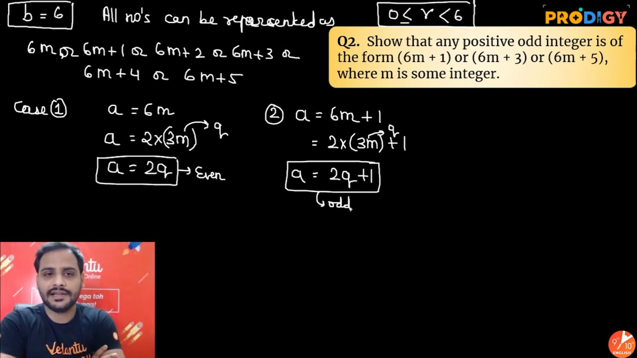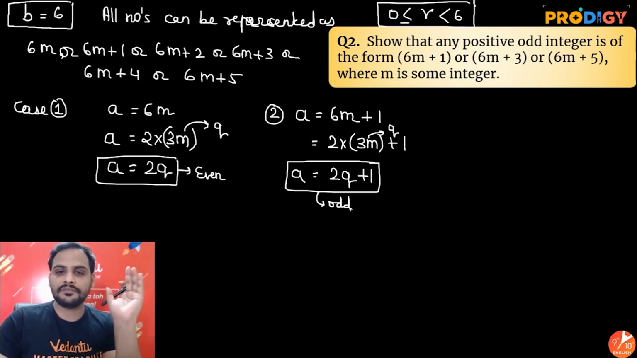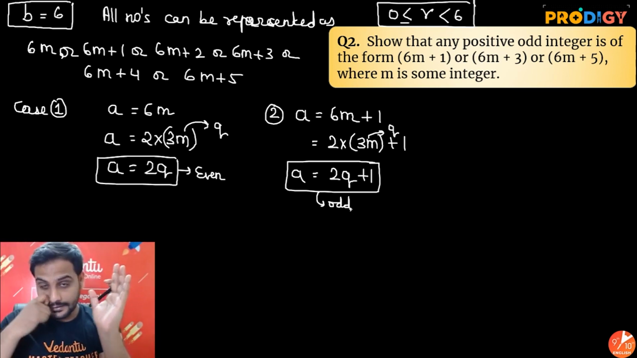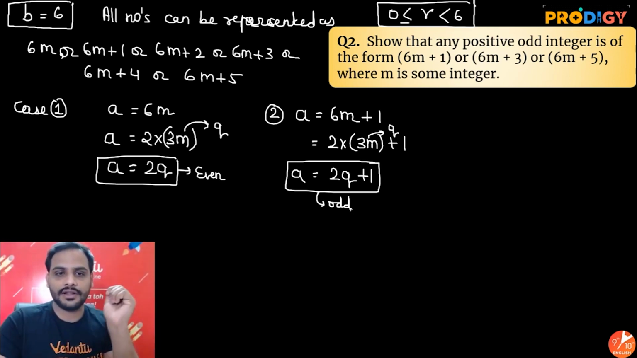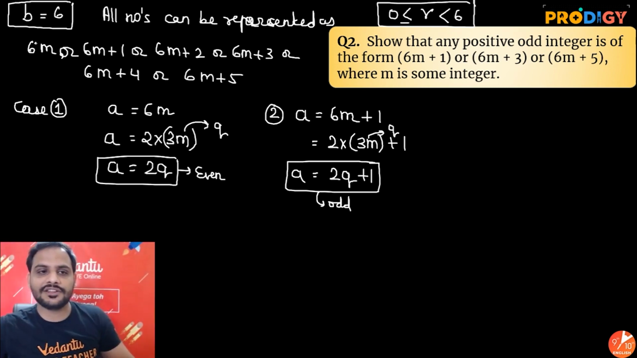Now, you must be thinking, sir, why are you writing 6m as 2 into 3m? Since it is asking me about an odd integer or an even integer, we write it in the form of 2q or 2q plus 1, 2q being even, 2q plus 1 being odd. I have told you at the starting. Please revise the video. So I got to know that numbers in the form of 6m are all even numbers. Numbers in the form of 6m plus 1 are all odd numbers.